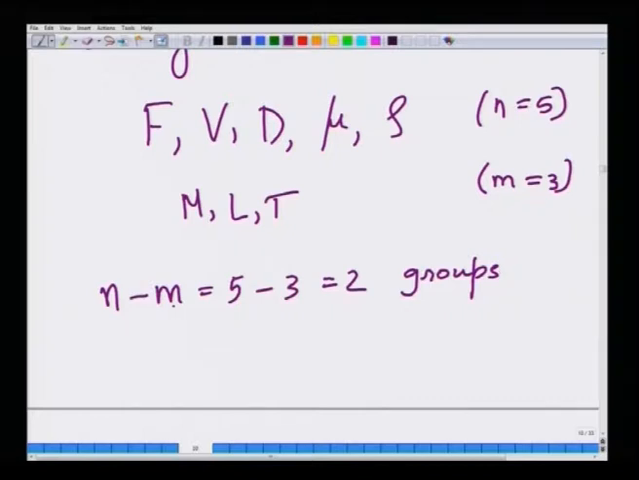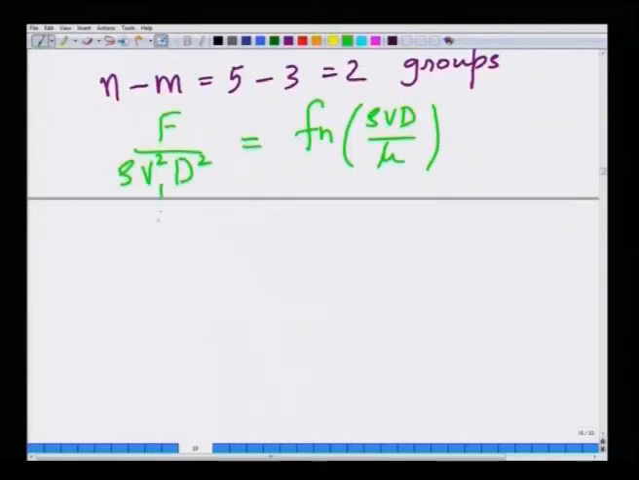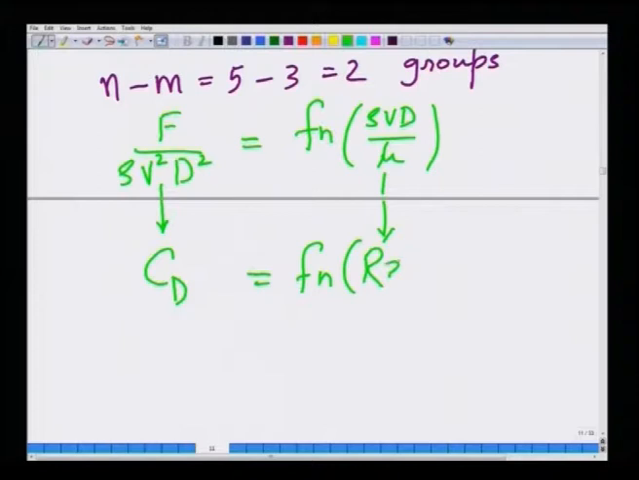And we found that those 2 groups are: f divided by rho v squared d squared is some function of rho v d by mu. Traditionally this is called the drag coefficient, and this is the Reynolds number. So, what this is saying is that the drag coefficient, which is a non-dimensional drag force, is a function of the Reynolds number. The Reynolds number, as I pointed out in the last lecture, is a relative magnitude of inertial forces to viscous forces present in the system.